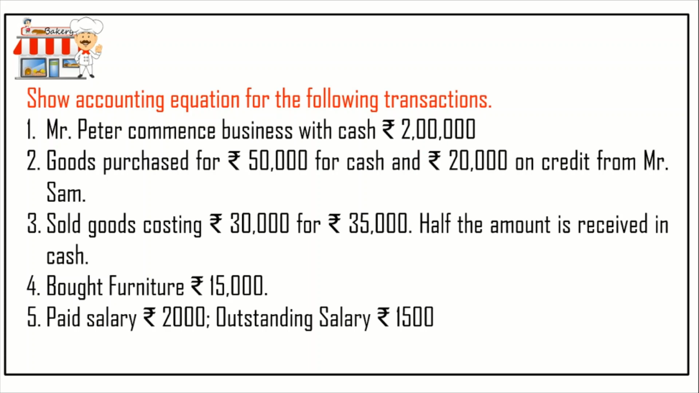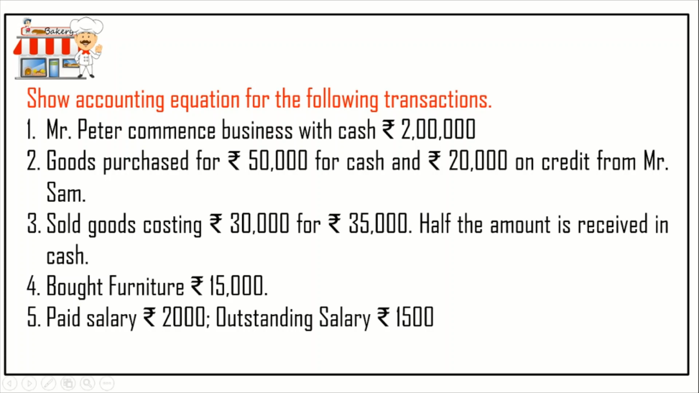So let's take all these transactions, have a look at these transactions, and now we are going to learn how they affect our accounting equation format. Same thing, we are going to draw the accounting equation format and learn how these are placed in that account. So just have a look at the transactions which we already discussed. Mr. Peter commences business with cash, goods purchased of 50,000 for cash and 20,000 on credit. Goods are sold for 30,000, cost is 35,000 is the sale price, and also half the amount is received in cash. Furniture bought for 15,000, paid salary 2,000 in cash and outstanding salary 1,500.